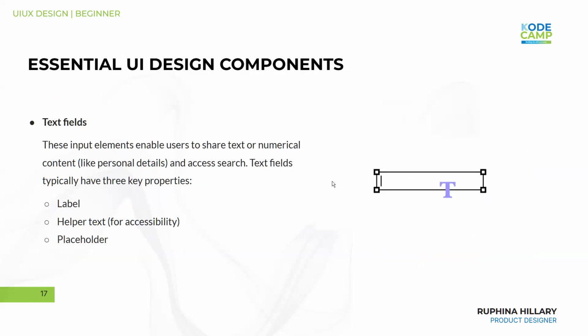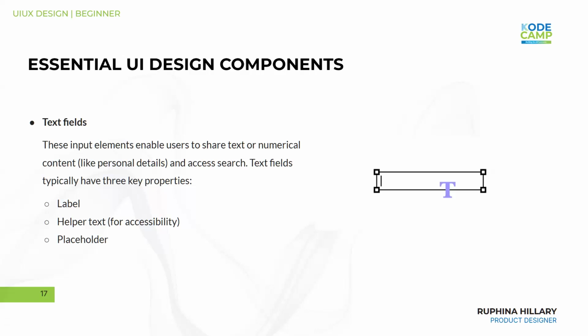So we also have the text fields. I mentioned this when I was talking about forms. These are input elements that allow users to share numerical or text content, like personal details and search access, right? Text fields usually have three key properties, such as the label, the helper text, and the placeholder.